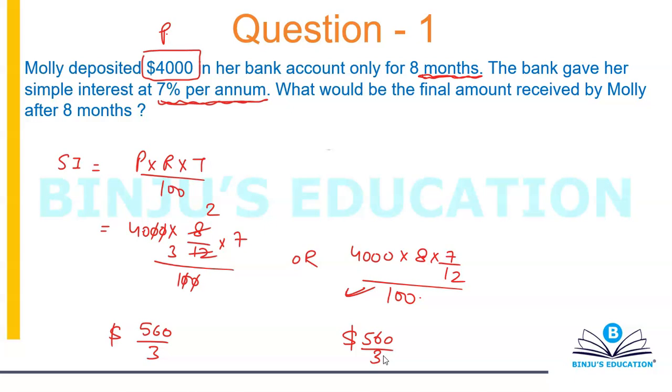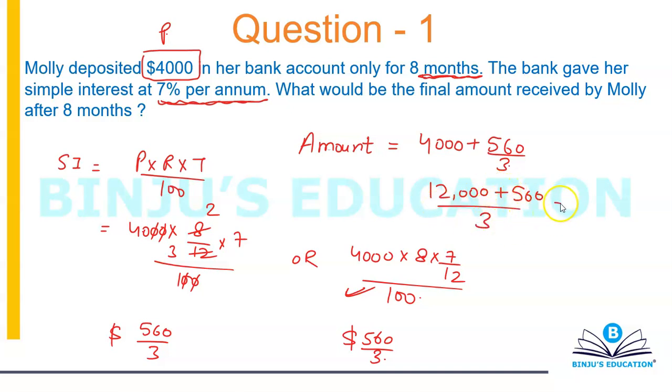Now the question does not end here because the question is asking for the amount. What we have calculated is the interest. So your final amount becomes 4,000 plus 560 by 3. So that is 12,000 plus 560 by 3. So that is 12,560 by 3 dollars. And that's your final answer to this question.